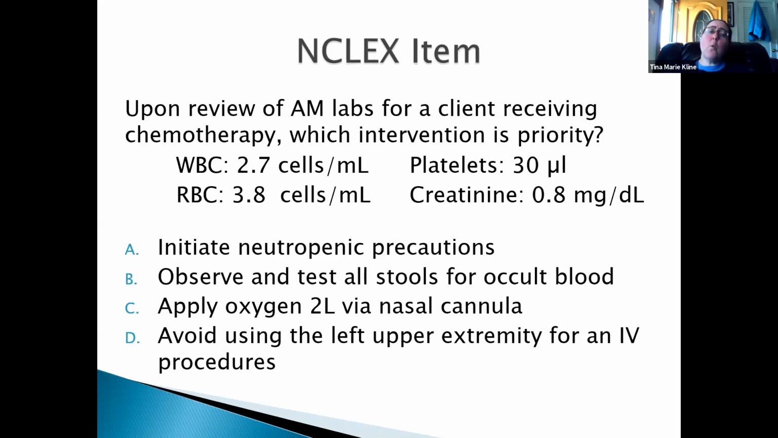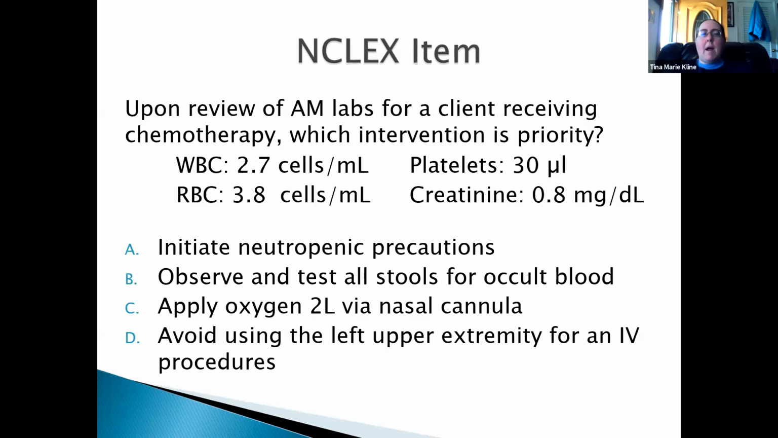So your normal white count starts at about 4. Well, I'm 2.7, so I am low. I'm not low enough that I need neutropenic precautions. I'm not below 2. My neutrophil count's not down severely. So I still want to do infection control, but do I need neutropenic precautions quite yet? No. So I can eliminate A.